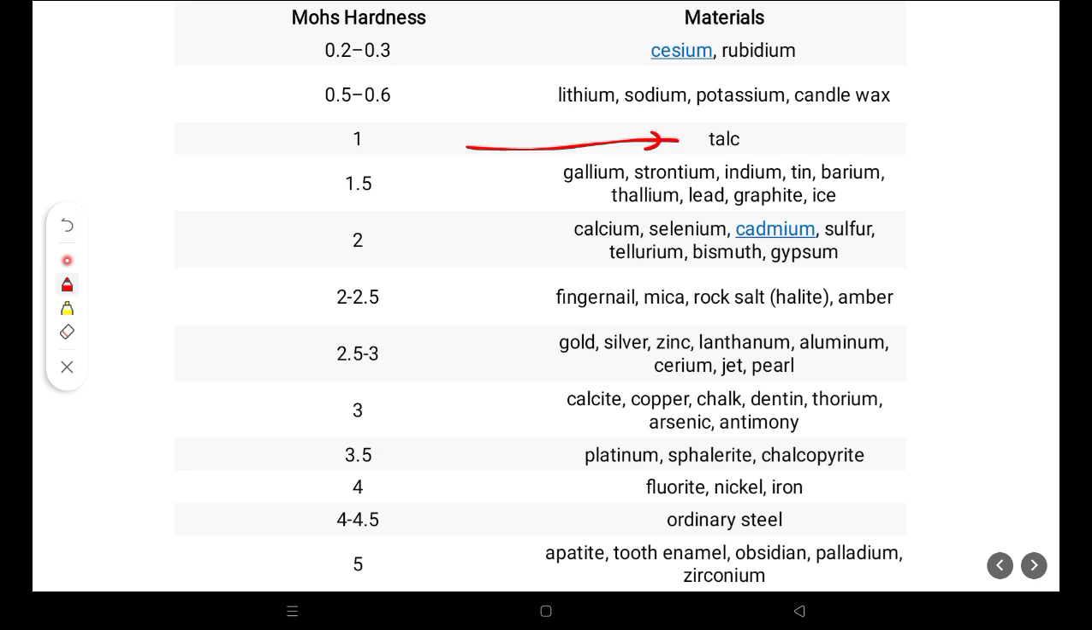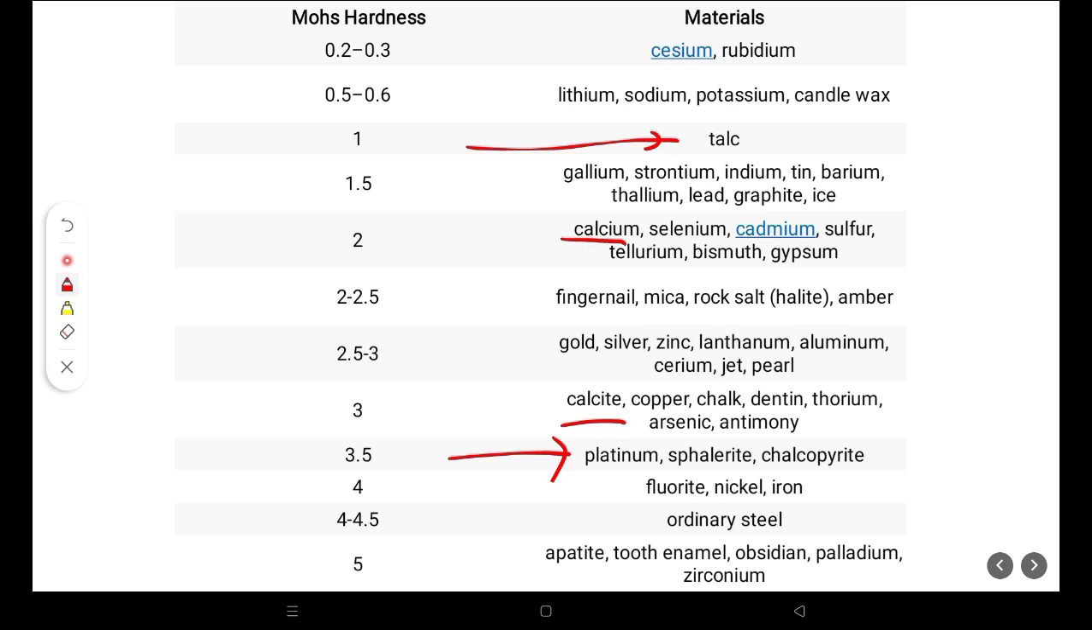2.5 to 3: gold, silver, zinc, lanthanum, aluminum, cerium, jet, pearl. And 3 is calcite, copper. Here calcium is there too, but here calcite is there. Calcite, copper, chalk, dentin, thorium, arsenic, antimony. Then 3.5 is platinum, sphalerite, chalcopyrite.